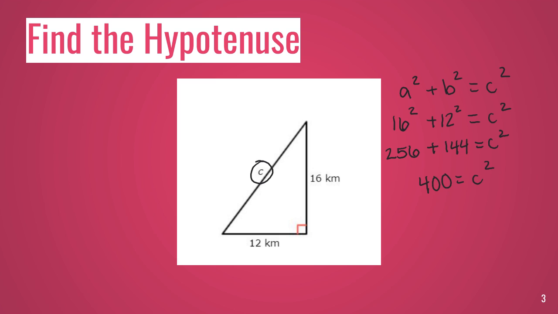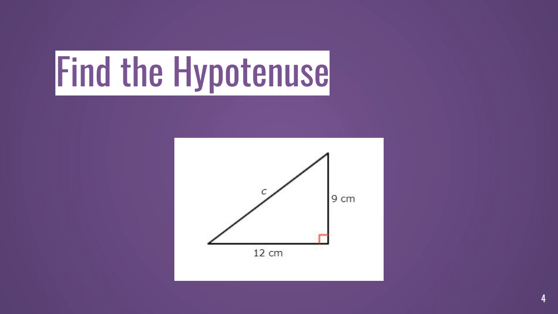And what is the opposite of squaring? Taking the square root. Hopefully you remember that from the last video. So that cancels out, and I'm left with c equals. What is the square root of 400? Or what number multiplied by itself equals 400? 20, because 20 times 20 equals 400. And that is what c equals. You can go ahead and plug this back in to check yourself, but I'll let you do that on your own. Next example.